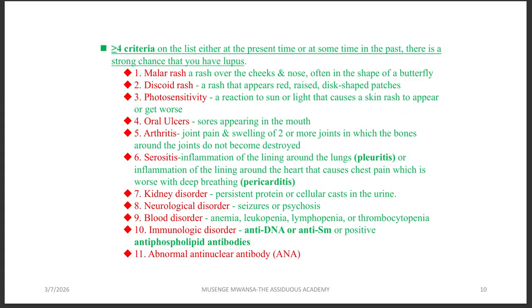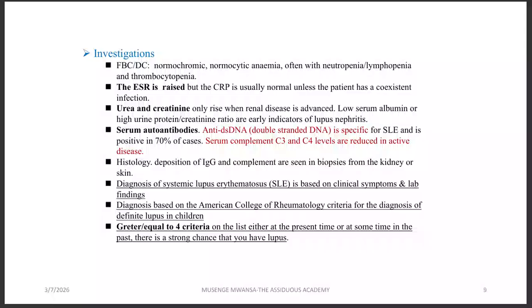And then there's also serositis, which is basically inflammation of the linings in the body, kidney disorder, neurological disorder, blood disorders, which is a pancytopenia, immunological disorders where you find the anti-DNA and Smith and positive antiphospholipid antibodies, and then also abnormal anti-nuclear antibodies. So ANA is alone. The other antibodies have been put together like that, you can see. So if you have any four of these or more, that will diagnose this condition.